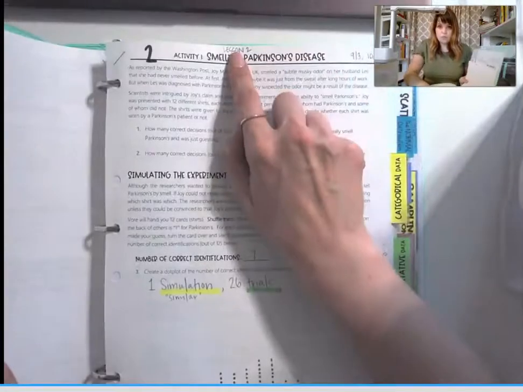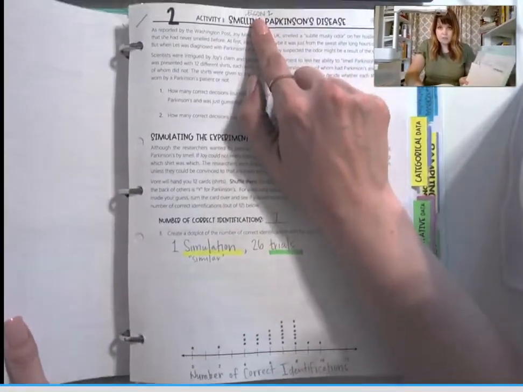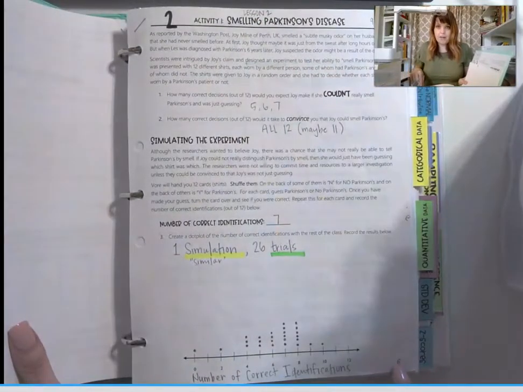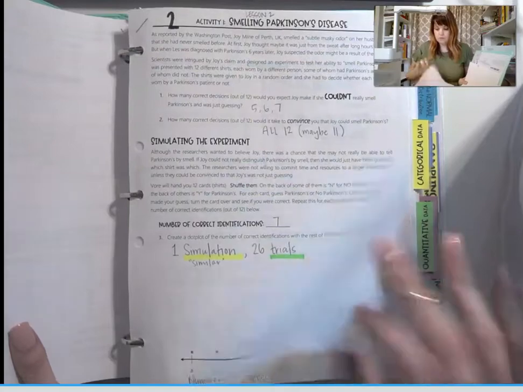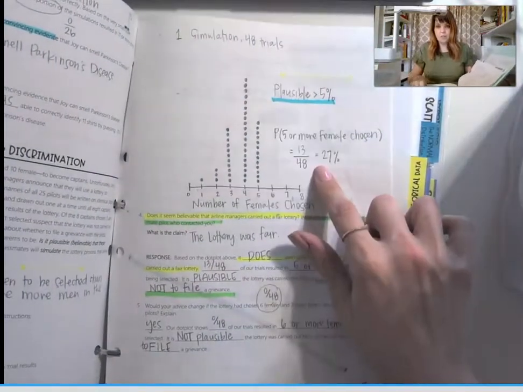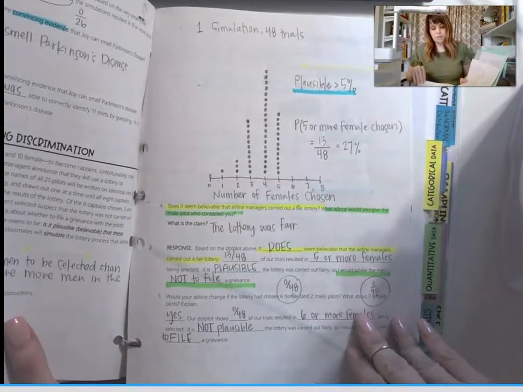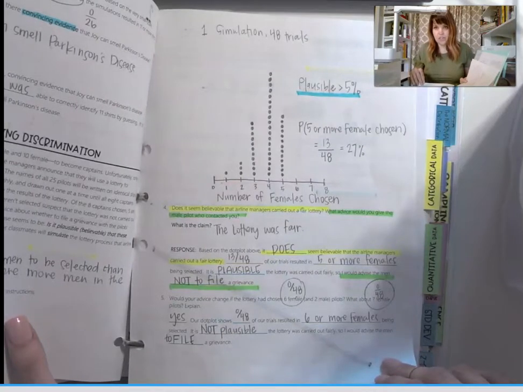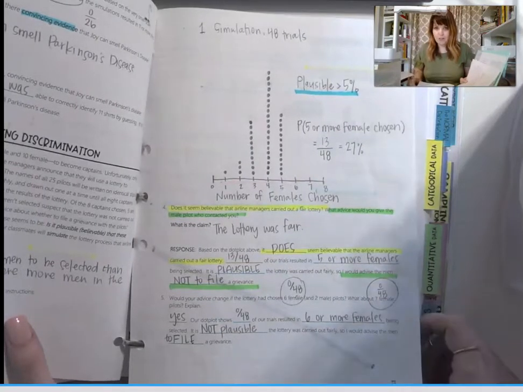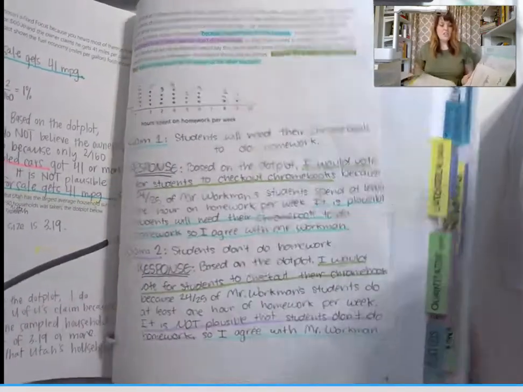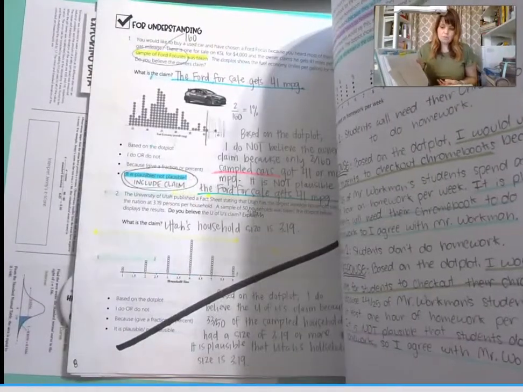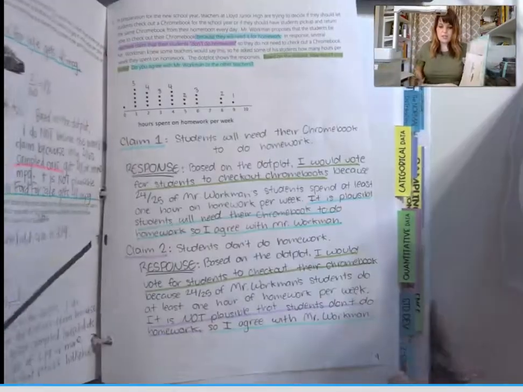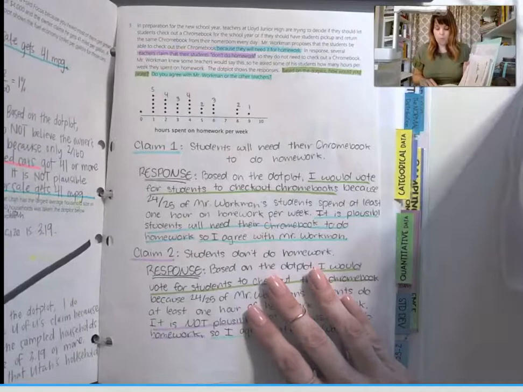Lesson 2 was smelling Parkinson's disease. That's also page 5. Page 6 is the beginning of hiring discrimination. Page 7 is a box plot. That is not a box plot, teacher. A dot plot of our hiring discrimination simulation. That's a mouthful. That's page 7. Page 8 is the Ford Focus page. Page 9 is Lloyd Junior High.